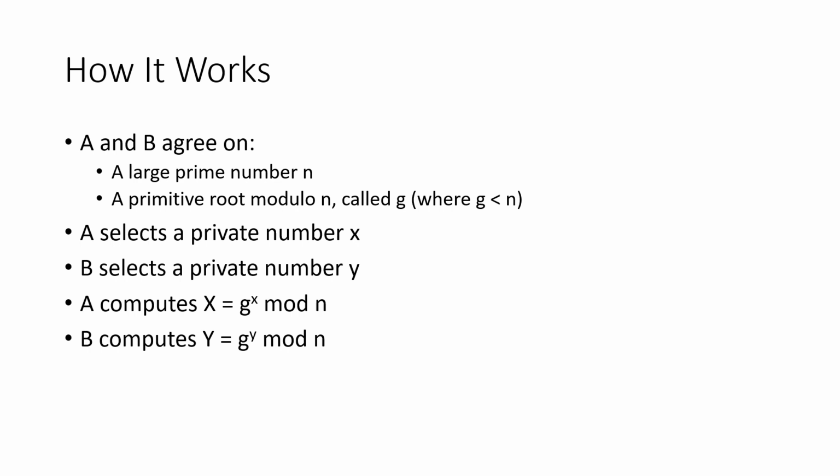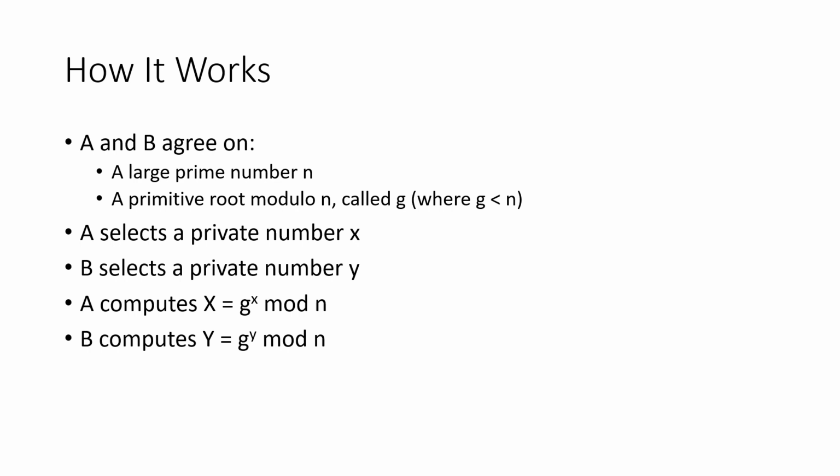So here's how it all begins. Two users, let's say Alice and Bob, publicly agree on two numbers. First is a large prime number denoted by n. Second is a primitive root modulo n denoted g, which must be less than n. Now what is this primitive root?